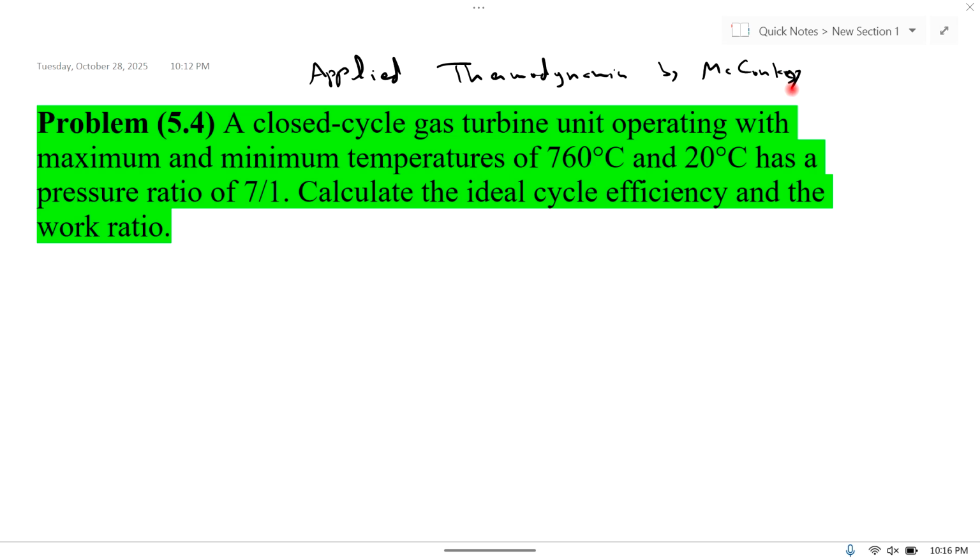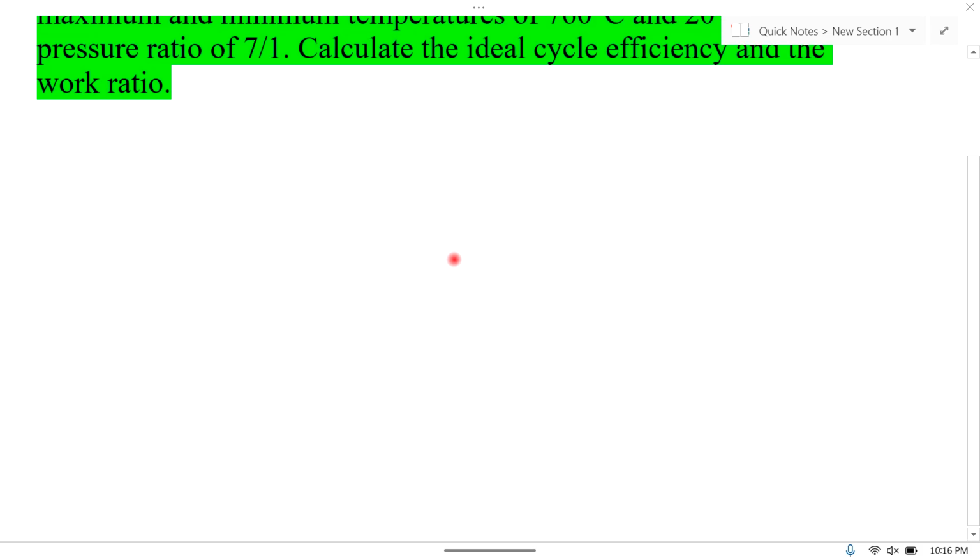The statement of the problem is: a closed cycle gas turbine unit operating with a maximum and minimum temperature of 760 degrees centigrade and 20 degrees centigrade has a pressure ratio of 7 by 1. Calculate the ideal cycle efficiency and the work ratio.